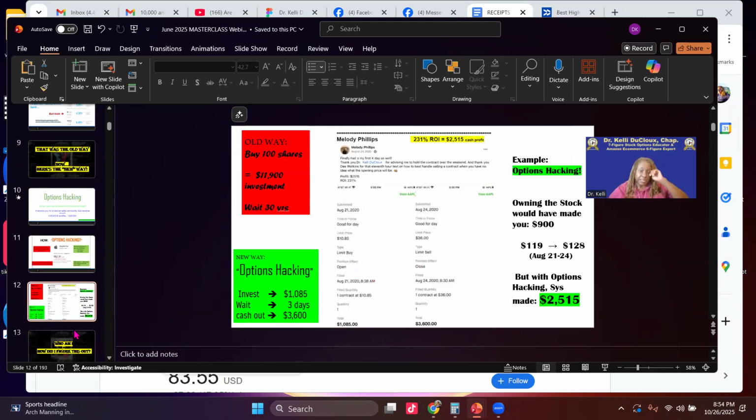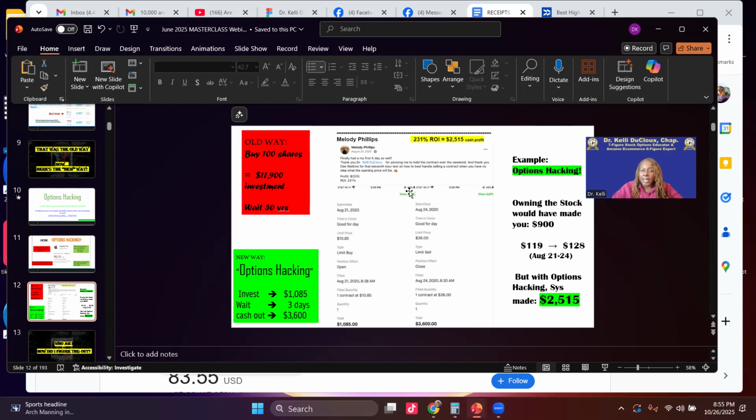Okay. So this is Melody. Melody was one of my clients back in August of 2020. Okay. As you can see, she made 231% return, or $2,500 cash. She invested with options hacking in the stock Apple that we just talked about. Okay. And you can see it right here in green. It says view Apple. Okay.